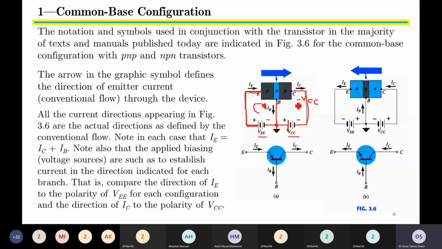If the base is at 0 volt and if collector is at minus VCC volt, what will become of our base collector? Base is N-type material and collector is P-type material. We have connected the P-type material to a negative voltage. Will it be forward biased or will it be reverse biased?